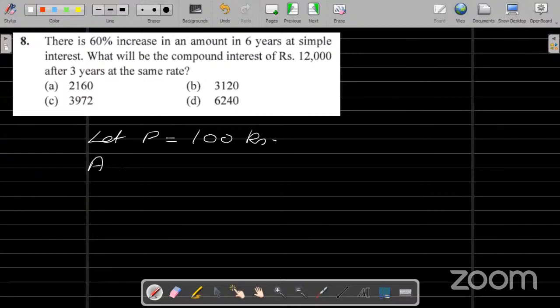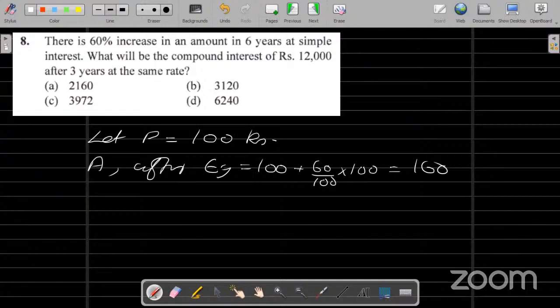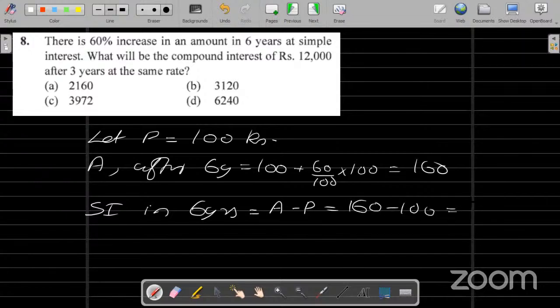The amount after 6 years means the principal amount increases by 60%. 100 plus 60% of 100 will be equal to 160. So the amount after 6 years will be 160. So the simple interest obtained in 6 years will be the amount minus the principal amount, which is 160 minus 100, which is 60 rupees. 60 rupees is the interest.